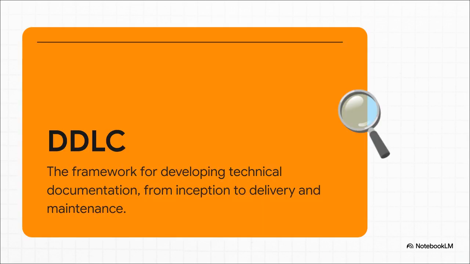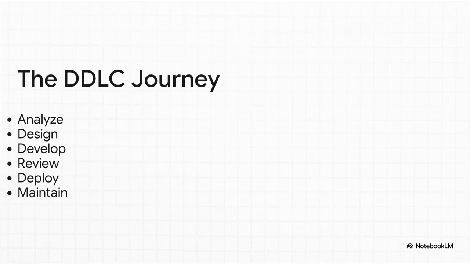You can think of it as the secret recipe that technical writers use to bring order to all that chaos. You've probably heard of the SDLC in software development, right? Well, this is basically the exact same idea, but for documentation. It's a structured path from a messy concept to a finished, shiny product. Now, this whole journey happens across 6 key phases. We've got analyze, design, develop, review, deploy, and finally, maintain. So let's dive into the first part of our journey.